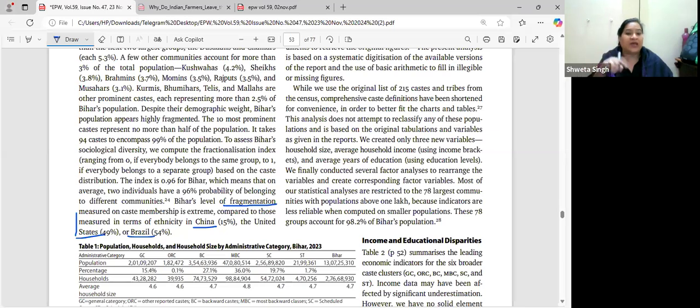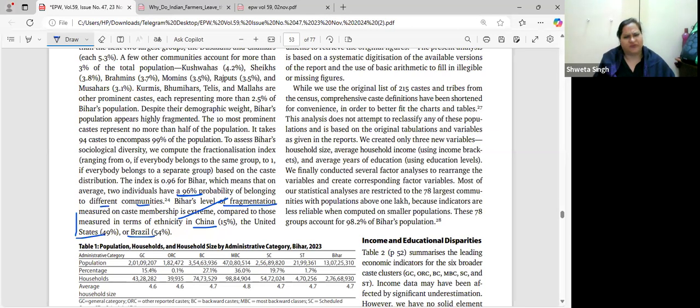Because in China, if we talk about ethnic fragmentation, okay, let's connect the two words, ethnicity with fragmentation. So if we see, ethnic fragmentation of China is 15%, while the ethnic fragmentation in US is recorded at 49% and Brazil at 54%, whereas in India, only the state of Bihar has recently recorded an ethnic fragmentation of, and then you can talk about 96%. That means between two people, there is a high probability of greater difference. देखो यहाँ पे लिखा है, two individuals have 96% probability of belonging to different communities.